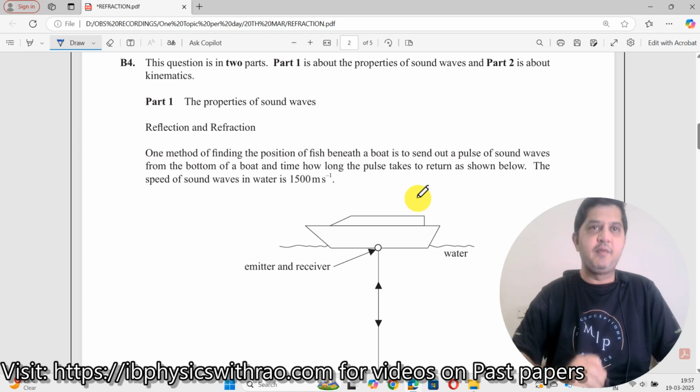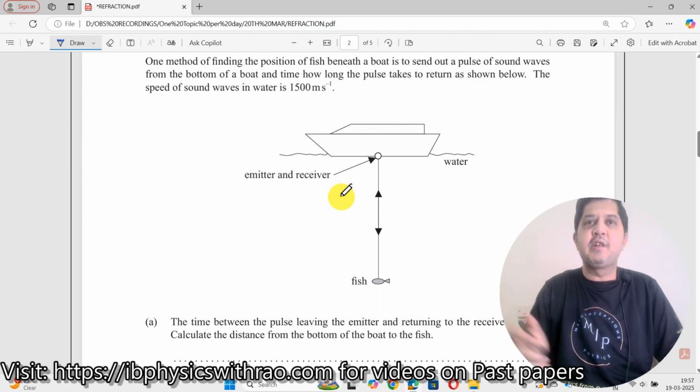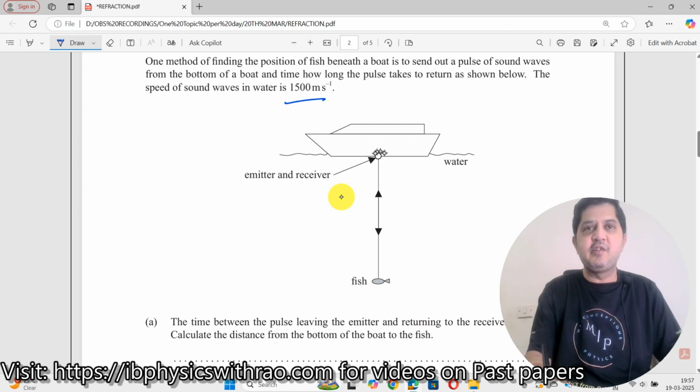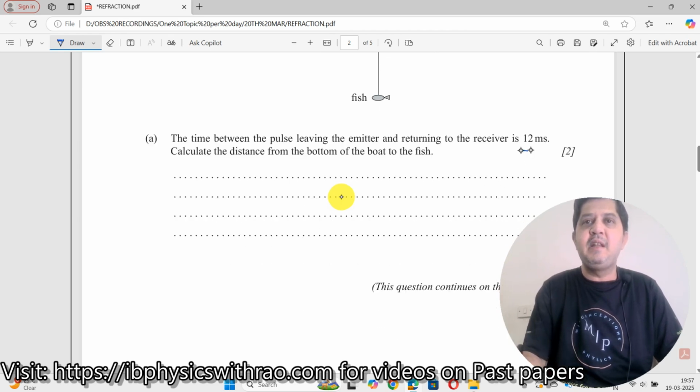This is about sound waves. One method of finding the position of fish beneath a boat is to send out a pulse of sound waves. We do this by an ultrasonic method from the bottom of a boat, and time how long the pulse takes to return as shown below. The speed of sound waves in water is 1500. Speed is given to you. Emitter is seen here, receiver is also seen here. The time taken between the pulse leaving the emitter and returning to the receiver is 12 milliseconds.